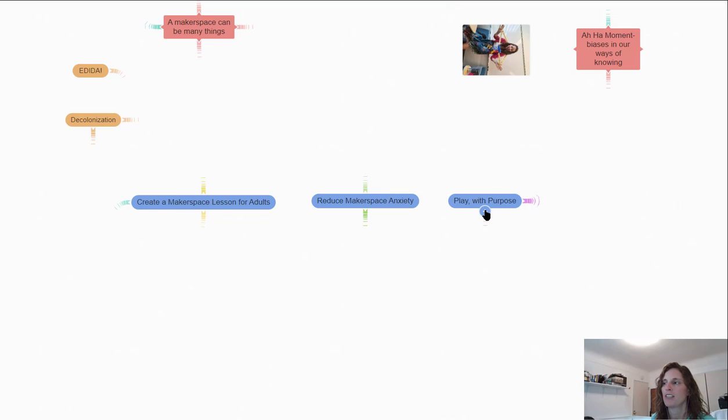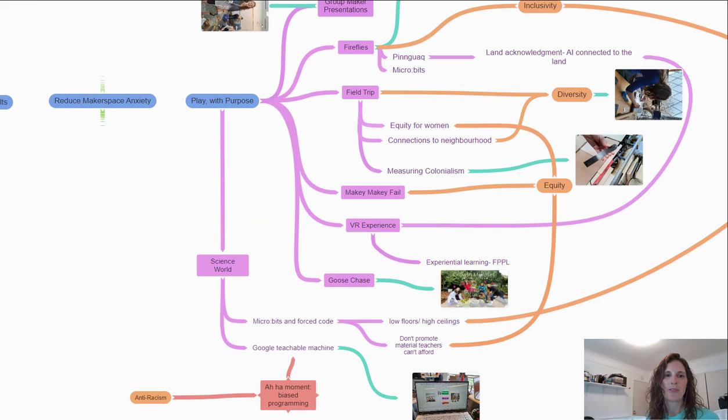And then from each of these goals, I will go into how I have played and experimented, what I've done to reduce makerspace anxiety, and then what I've done to create a makerspace lesson for adults. In other colors, I've got how I have connected to the EDIDA framework over the week throughout these activities, and then in red I have a few interesting aha moments that I discovered through the week. So starting right in here with the pink section, which was my play with purpose.